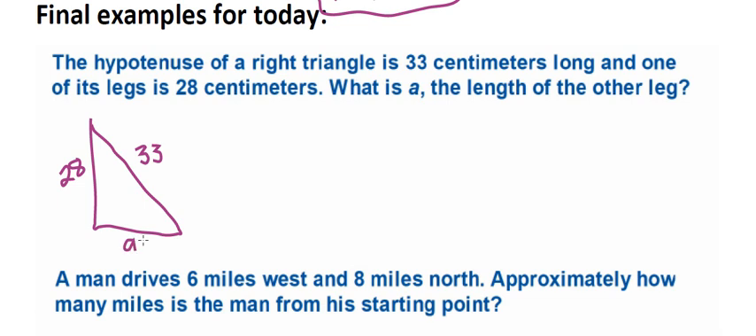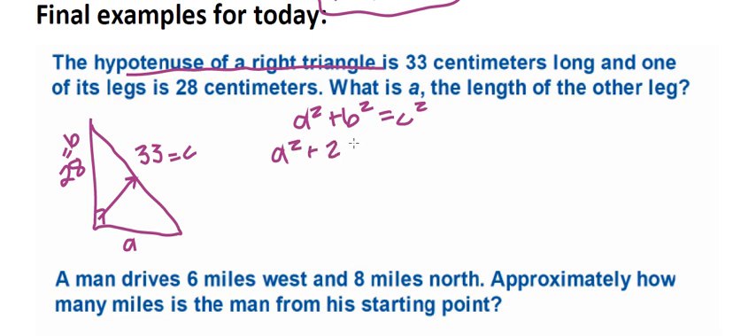So let's fill it in. We know the legs are either A or B. So I guess in this case, we're making this one A and this one B. This one, it tells us, was the hypotenuse. So that's how we knew to make it C. That's how we knew to put it across from the right angle. So now I want to find the length of the other leg. That's A squared plus B squared is equal to C squared. So that's going to be A squared plus 28 squared is equal to 33 squared.